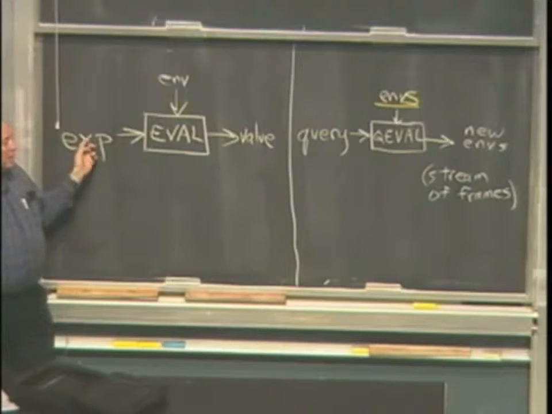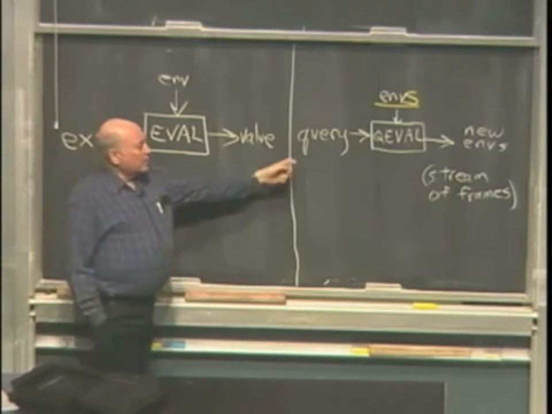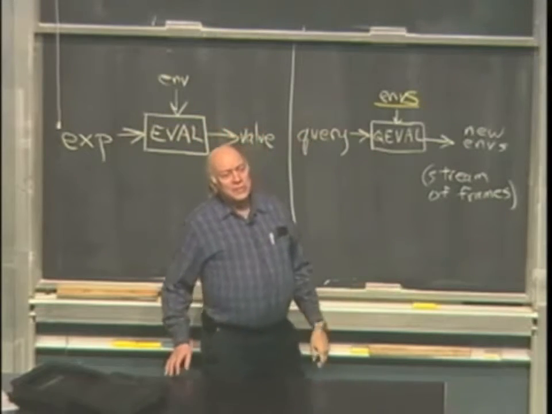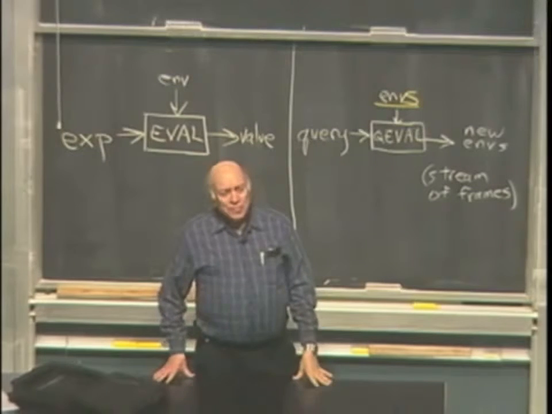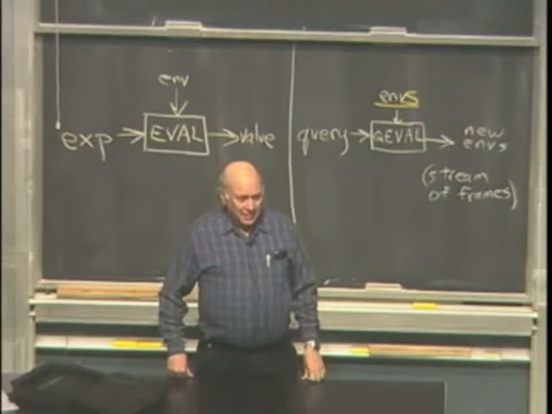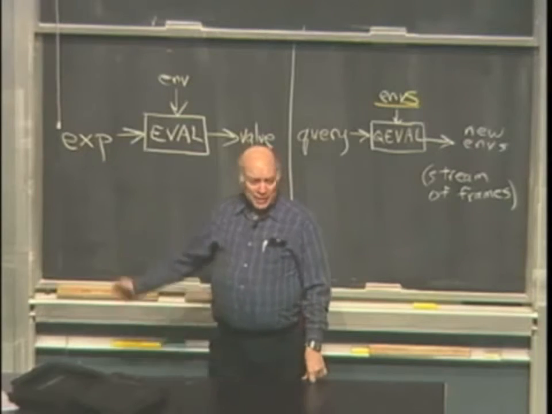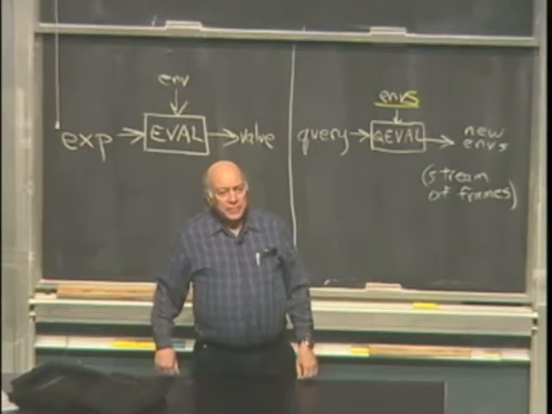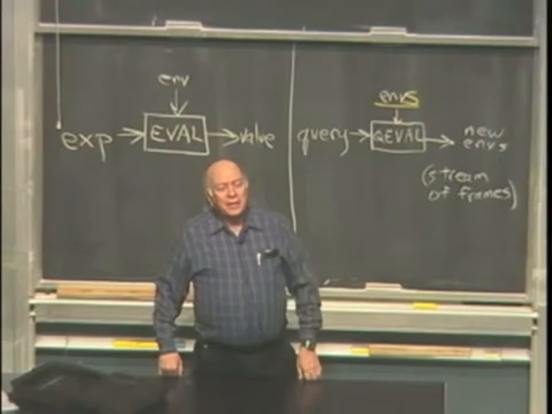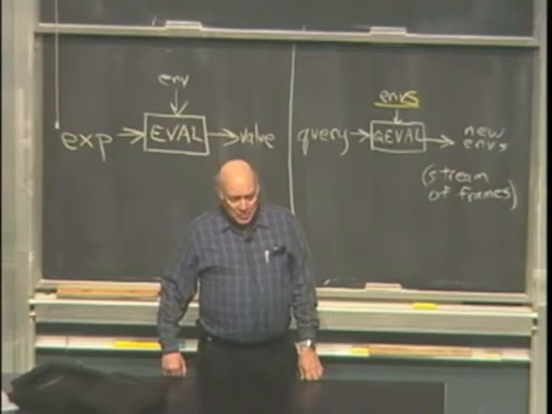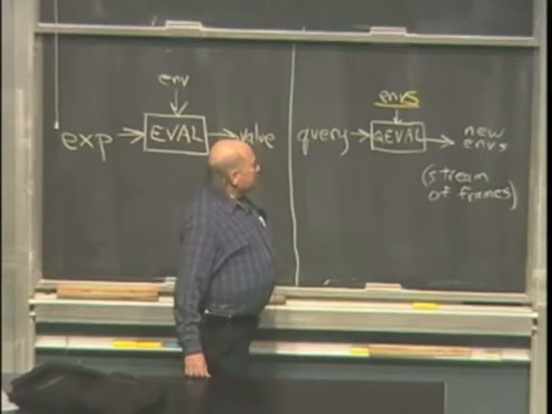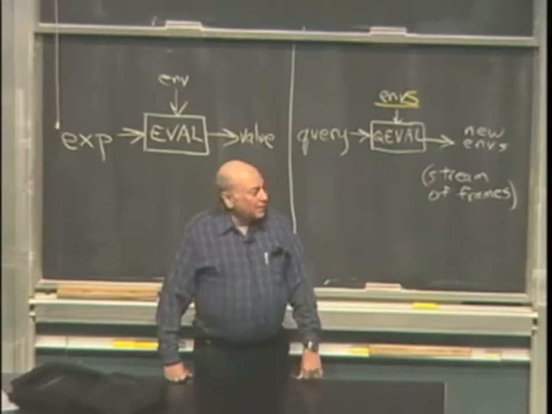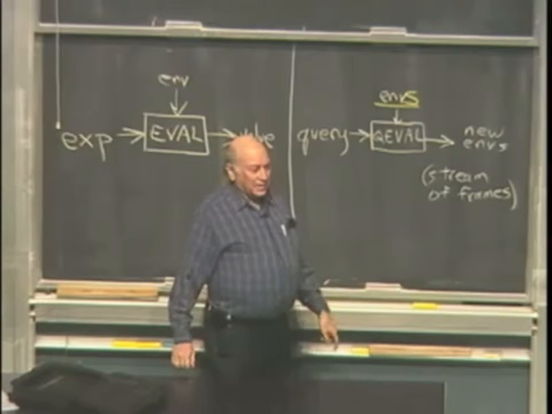So I want you to compare this, which is Scheme, with how the query system works. It takes a query as input. A query is like a Scheme expression. It's something you type at the prompt. You can type a Scheme expression at the prompt, and out comes a value. You can type a query at the prompt, and out comes your query back again with values substituted for the variables that make it work. Well, what QEval returns is not a value. And what it takes in is not an environment, exactly.